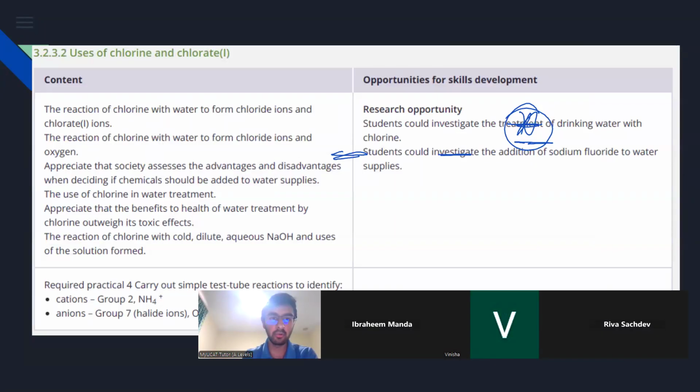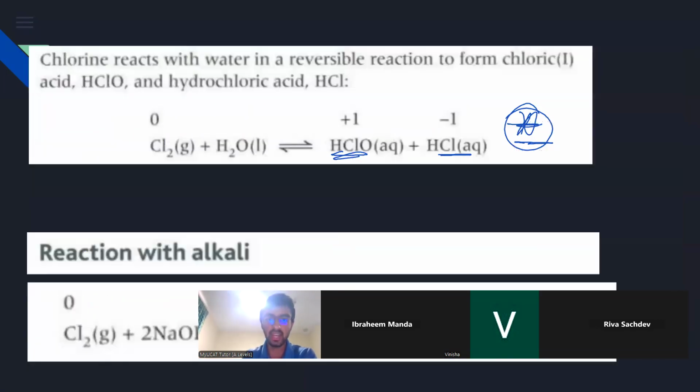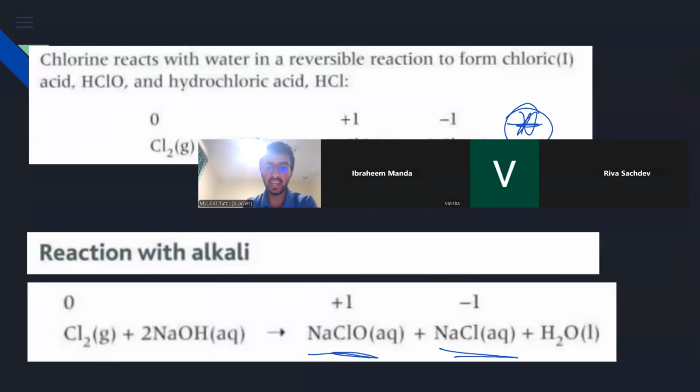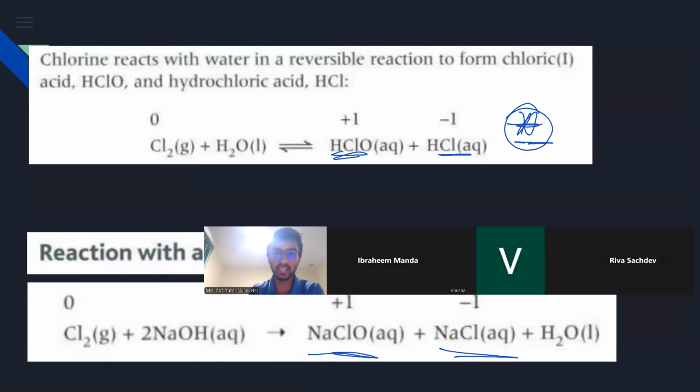And in particular, what we're talking about is cold dilute aqueous alkali. So with cold dilute aqueous alkali, NaClO, NaCl, H2O. Otherwise, HClO, HCl, that's going to be with water. But in sunlight, it actually makes HCl and oxygen. Happy with the difference? And that's just for chlorine.